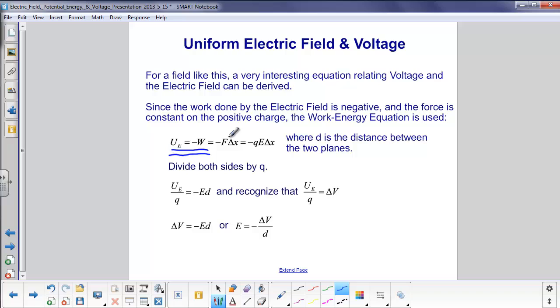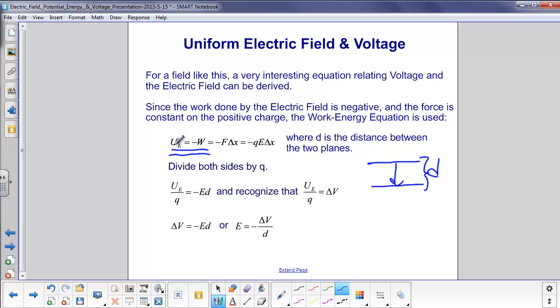So we put in the expression for work, which is force times the distance it's applied over, and then we replace force with QE, F equals QE, and we come up with potential energy is minus QE delta X, and we're going to replace delta X with, here's our plates, and here's the electric field. This distance between the plates we're going to call D.